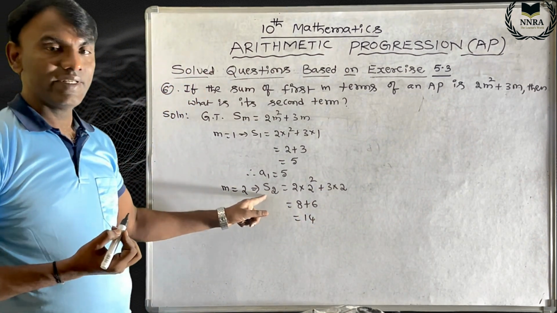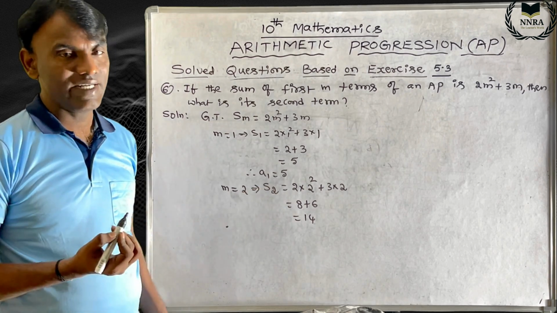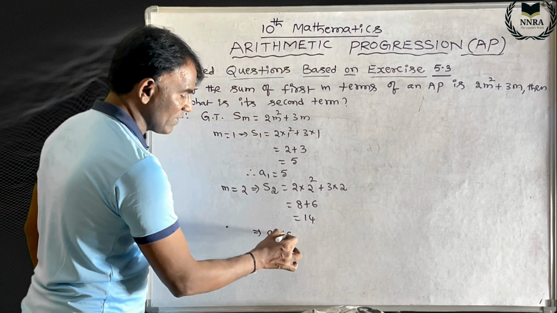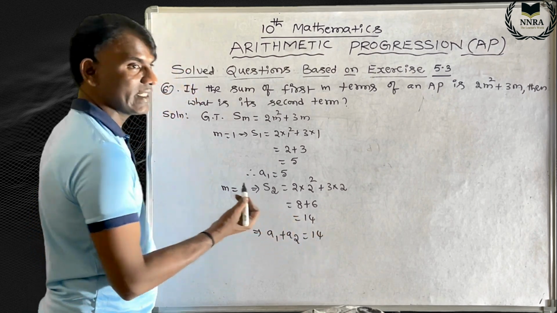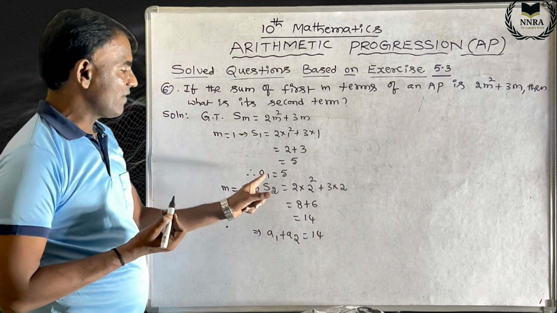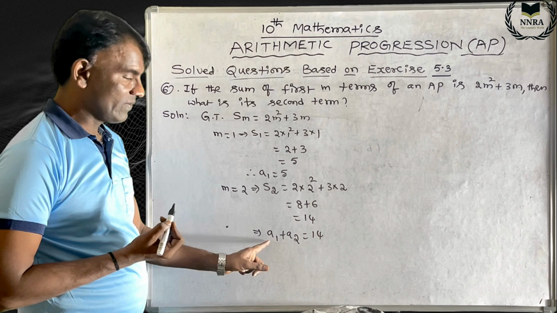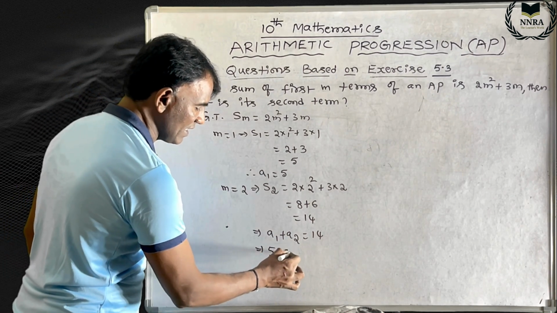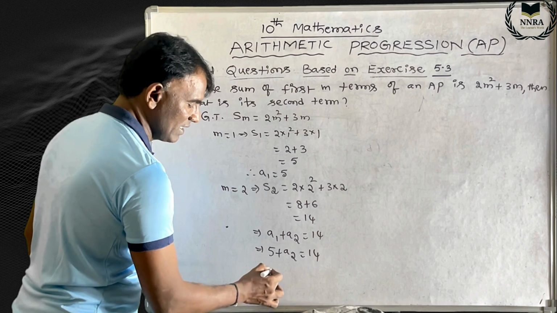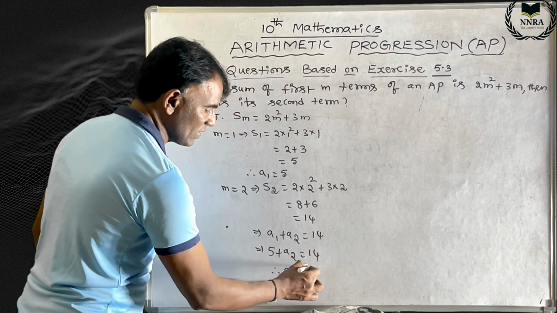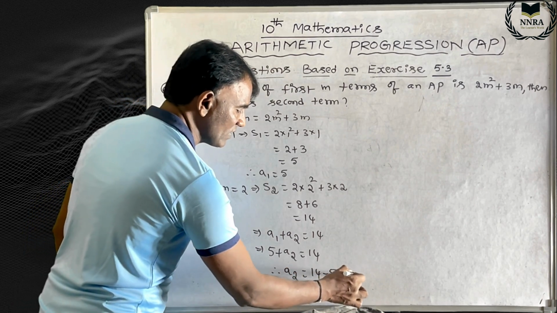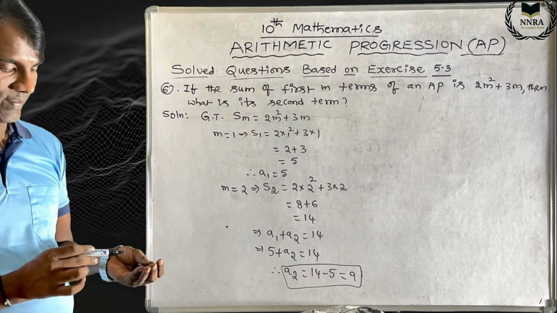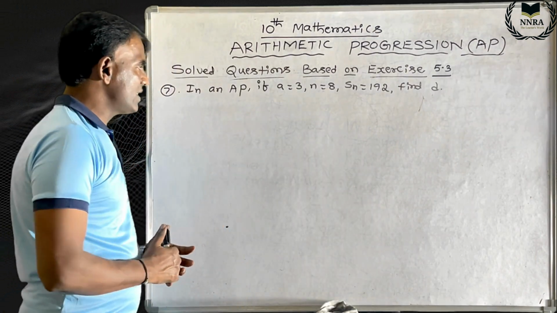What is the meaning of S2? Sum of first two terms, right? So sum of first two terms means a1 plus a2 equal to 14. Now what is the value of a1? That is equal to 5. Substitute here. Then how to write this value? 5 plus a2 equal to 14. Therefore a2 equal to 14 minus 5 equal to 9. So second term is equal to 9. That is the answer.